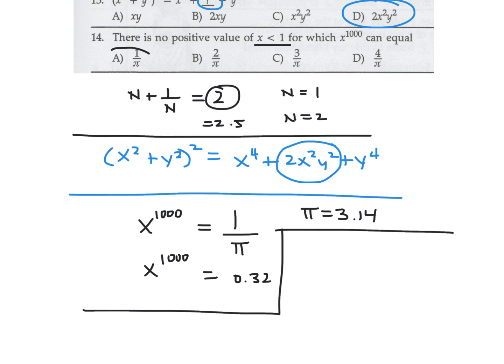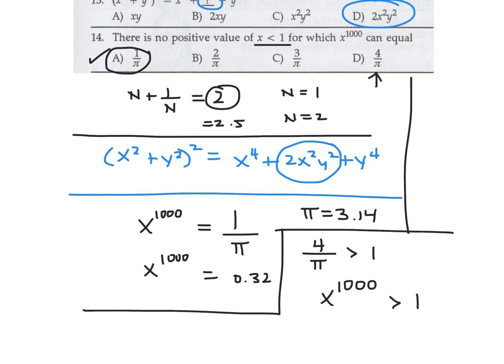So it can be this, so that's fine. It could not be something greater than 1, which is this guy here, because 4 over pi is obviously greater than 1, because 4 divided by 3.14 would be greater than 1. So you would have to have x to the 1,000 be greater than 1, and that is not possible because x is less than 1. And if you keep taking powers, the number would never exceed 1. Right? Try it. Take any number less than 1.